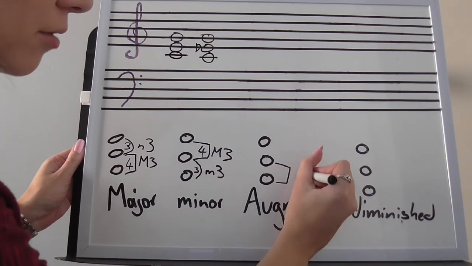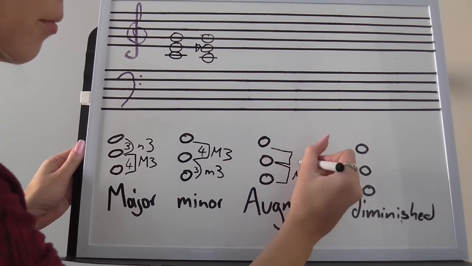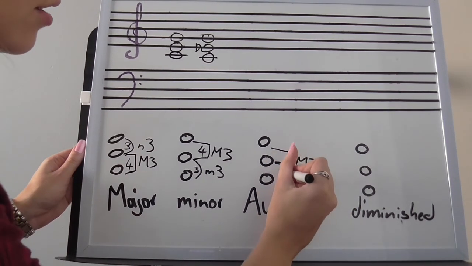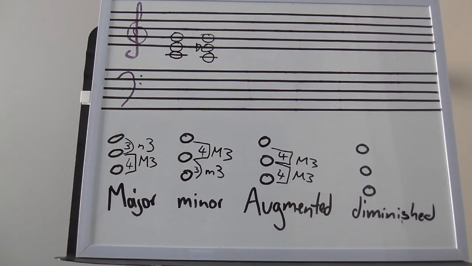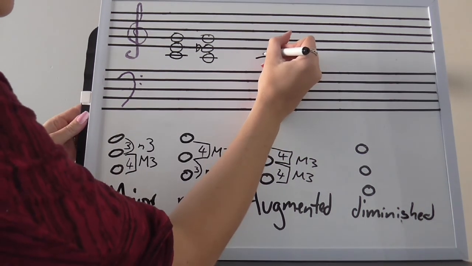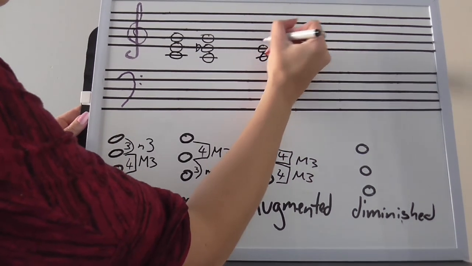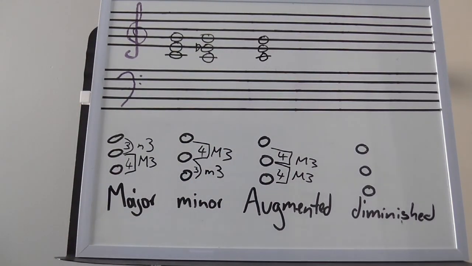Bottom note to middle note is a major third, and middle note to top note is also a major third. So we have 4 semitones and 4 semitones. This triad sounds very stretched. We're going to write a C augmented triad. Once again, we start on C. Line, line, just as we've done before, nothing there changes.